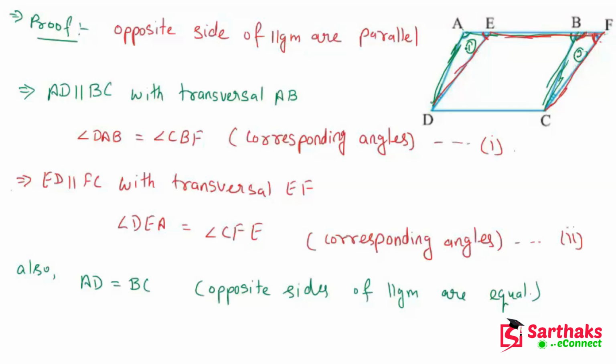In these two triangles, you see that this angle is equal to this angle from equation number 1. This angle is equal to this angle, okay, from equation number 2. And AD is equal to BC from equation number 3. Let's suppose this is equation number 3. So we can say that these two triangles are congruent by angle side rule. Got it?